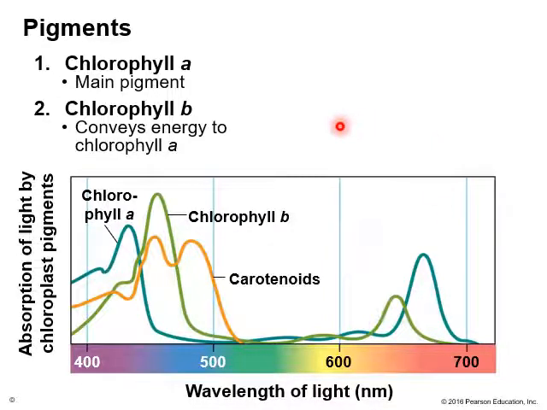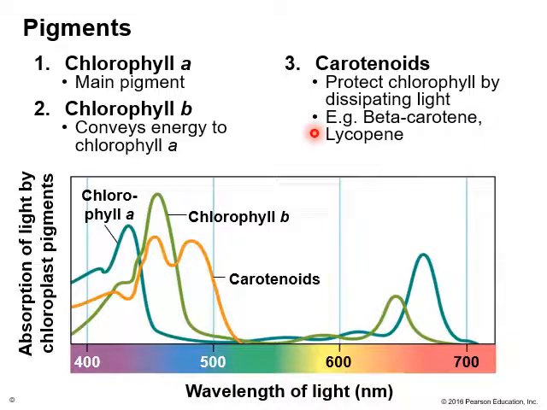Chlorophyll B acts in a similar way, but it's not the main pigment. What it does is when it gets energy from a photon of light, it actually gives that energy to chlorophyll A. So it kind of passes that energy to chlorophyll A. And then finally, there's a whole bunch of other types of pigments that are sometimes referred to as accessory pigments. So carotenoids are one type of such accessory pigment. And what they kind of do is they protect the chlorophyll.